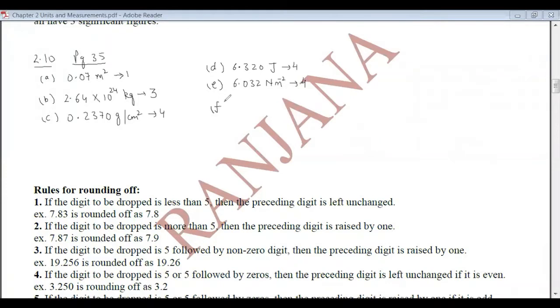The next part is 0.0006032 meter square. As it's starting with the decimal, so all these initial zeros are insignificant. So the number of significant figures in this quantity is also 4.